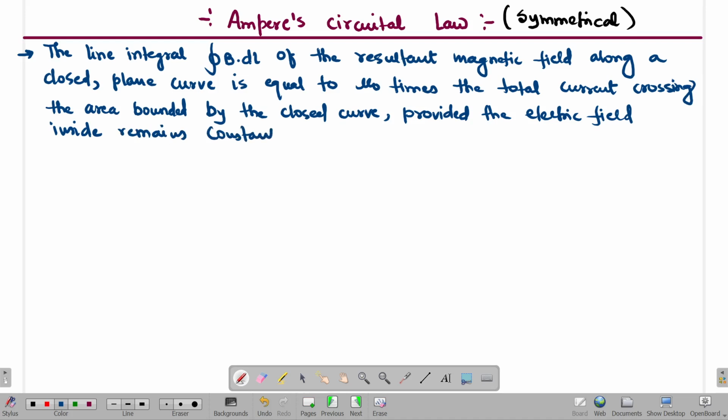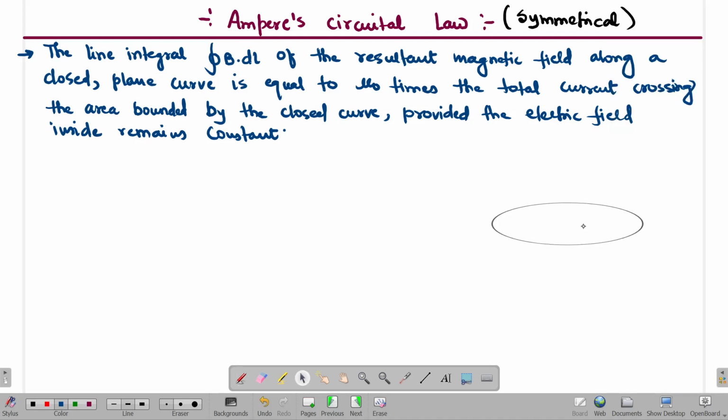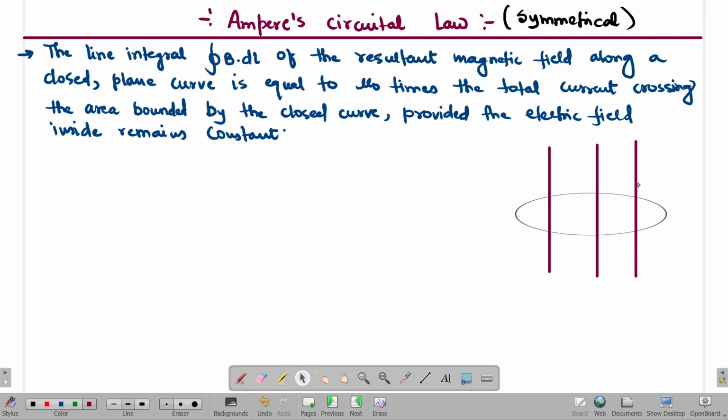So see, the point is very simple. Let's suppose I have any kind of closed region. This is a closed loop, and in it, let's suppose there are many wires passing. Is it clear? Then whatever lines pass, the magnetic field on this closed loop, I'm talking about the points present on this closed loop, is exactly mu naught times the total current enclosed inside the closed loop. Are you able to get me or not?